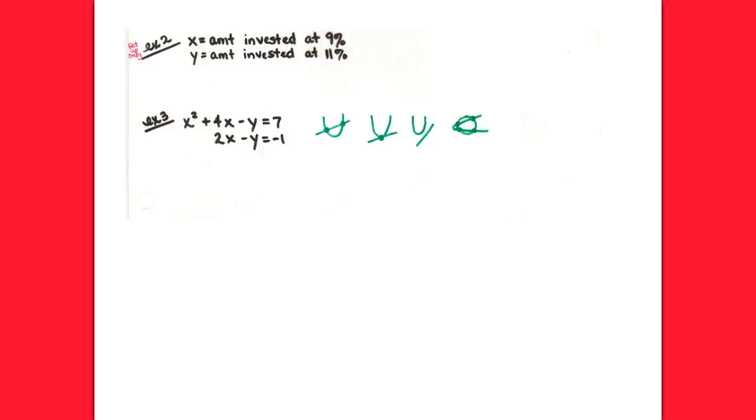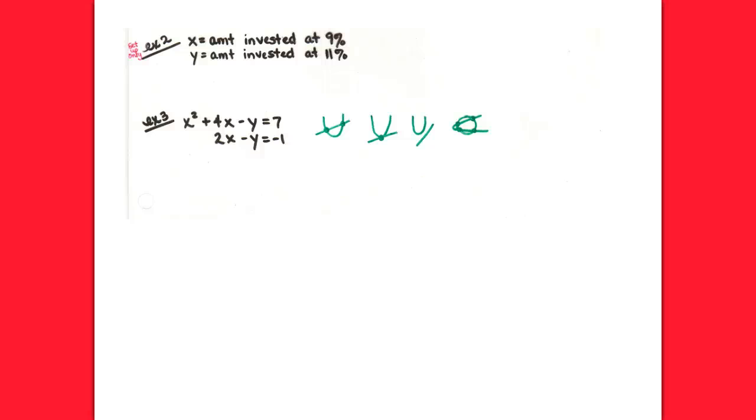Example 2 says a total of $12,000 is invested in 2 funds paying 9% and 11% simple interest. The yearly interest is $1,180. How much is invested at each rate? We've said with word problems the last sentence is pivotal because that's usually what you're trying to find. And they said how much is invested at each rate.